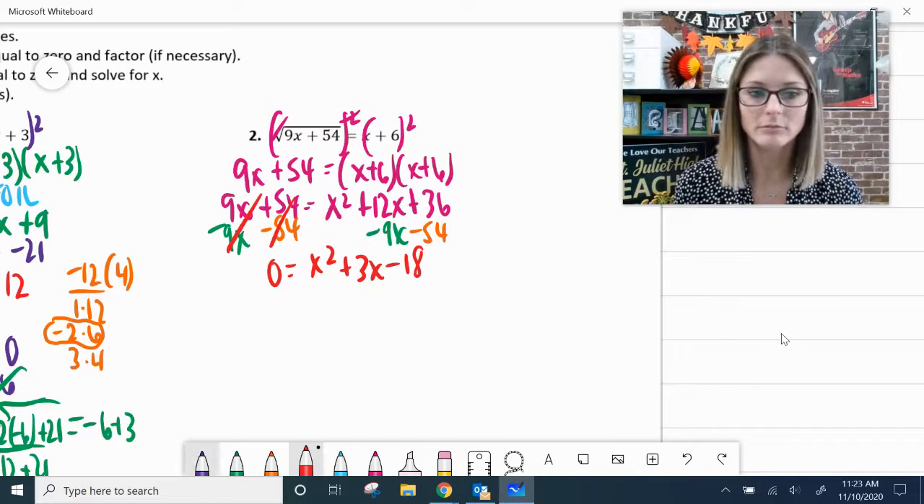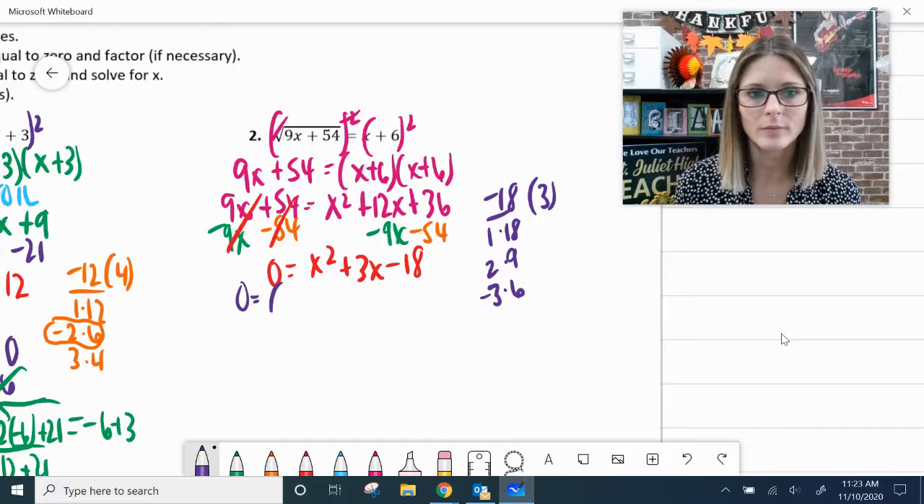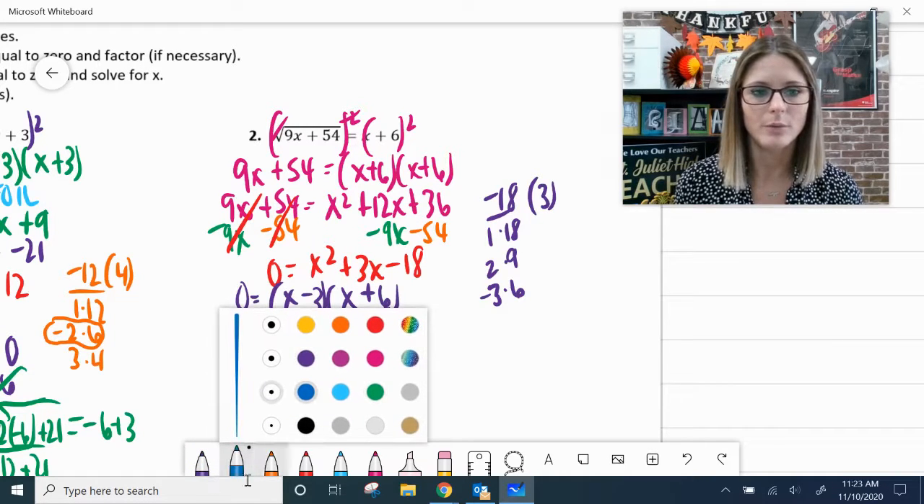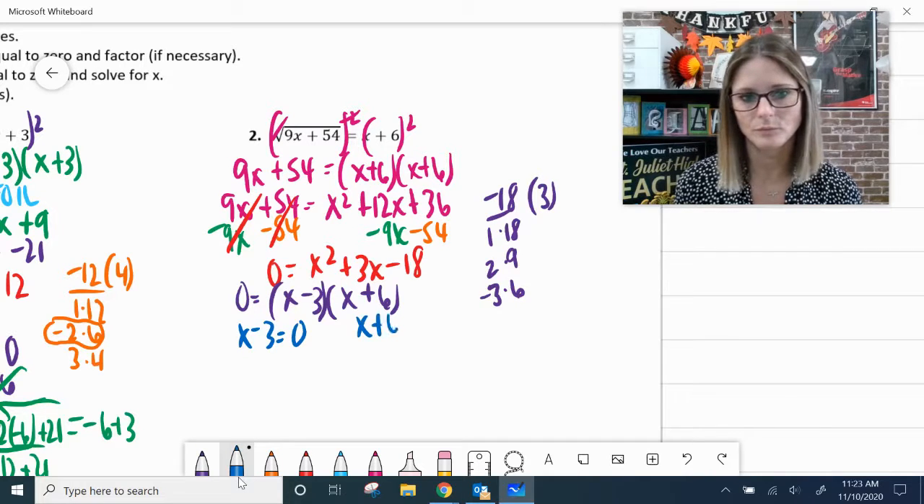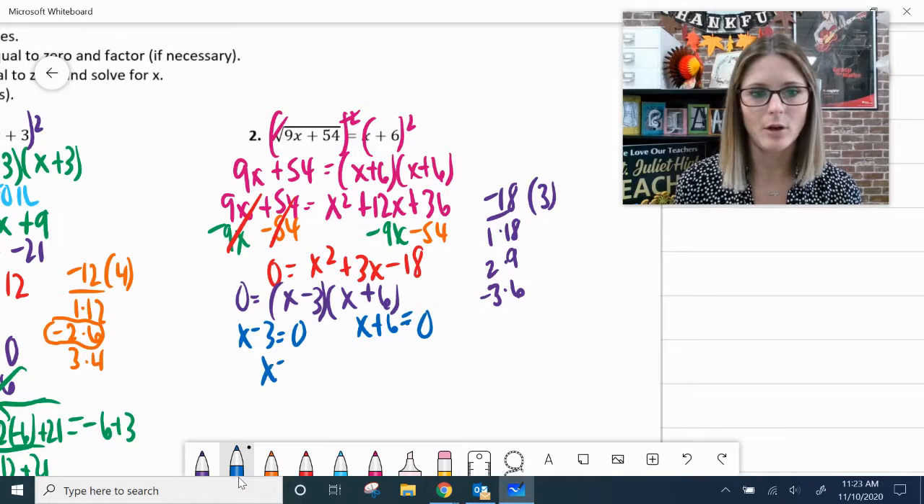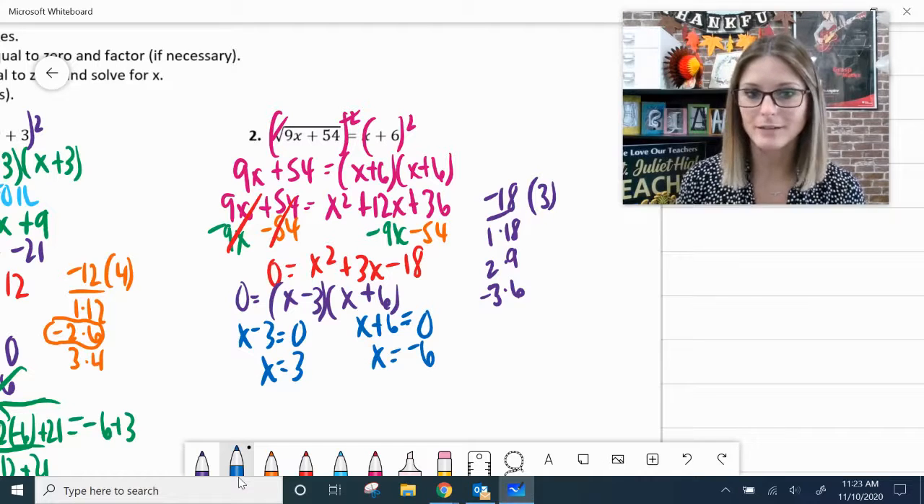Factor, if necessary, is necessary. Find the factors of negative 18 that add up to 3. Probably not 1 and 18, 2 and 9, 3 and 6. Let's use 3 and 6. A negative 3 and a positive 6. X minus 3, x plus 6. All right, take each of those and set them equal to 0 and solve. I'm going to get a positive 3 and negative 6. So great solutions, maybe. Got to check.